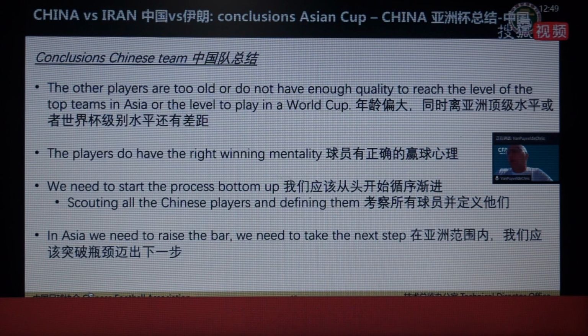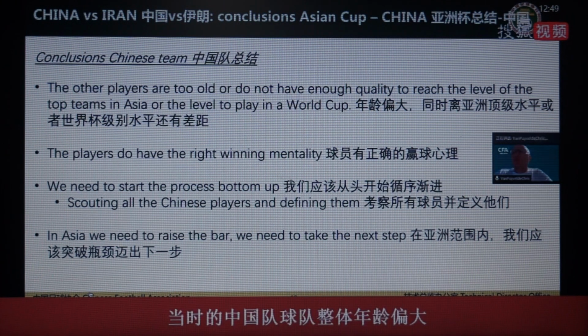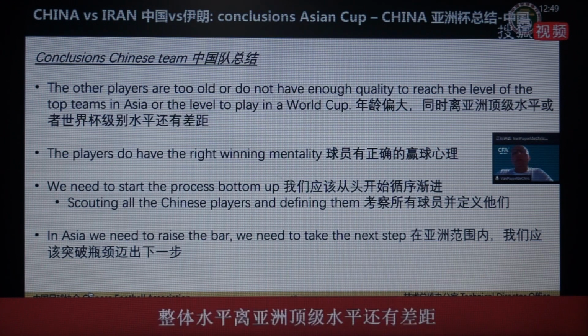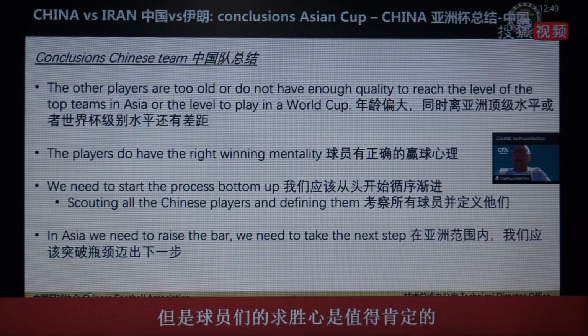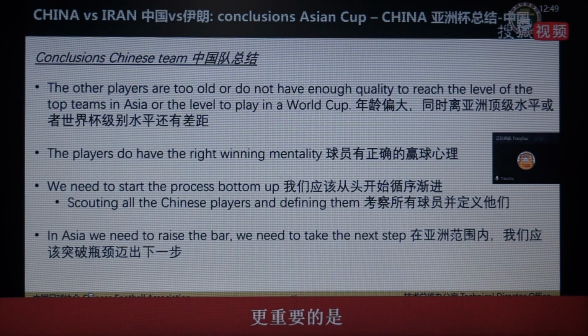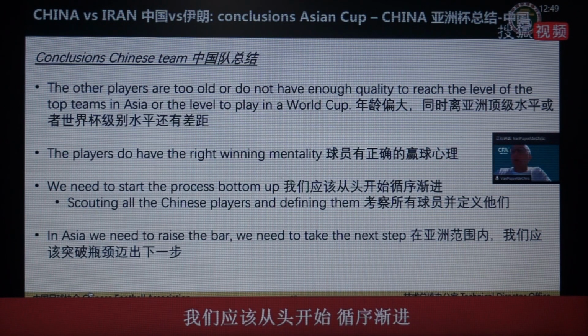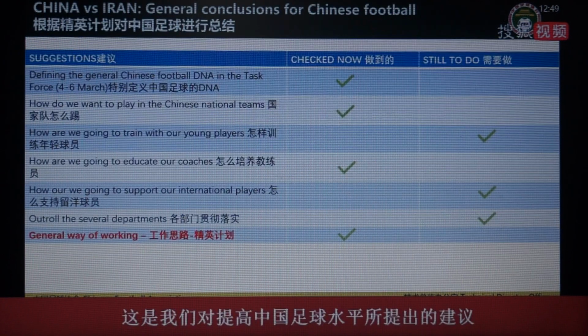So this report we just took from what we saw about 1.5 years ago. So what did we see? We saw that some players were too old and didn't have enough quality to reach the level of the top teams in Asia, and for sure not in the World Cup. Positive was that the players had the right winning mentality. What was important: if we want to start again, we have to start the process now. What we are doing to raise the bar, to make Chinese players better, to make the coaches better. These were the suggestions we gave after the tournament in order to develop Chinese football.